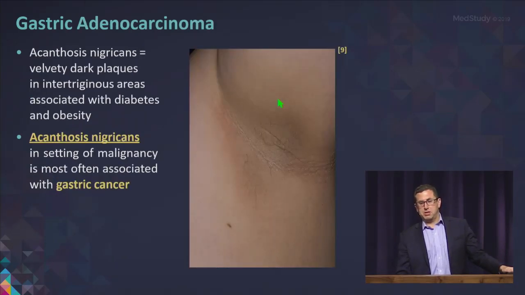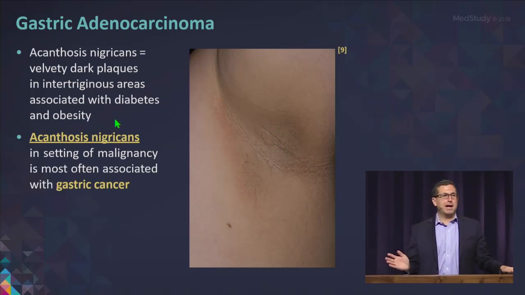This is something you may see in a patient or on a test. So acanthosis nigricans, these dark velvety patches on the skin, in this case under the arms. This could be sporadic, but it could also be a tip-off that there's an underlying malignancy present in the patient. And the most typical cancer would be gastric cancer.